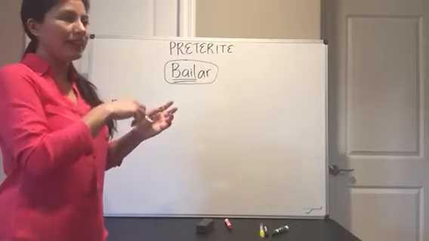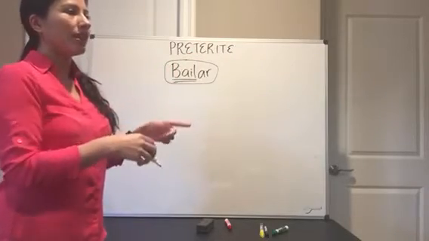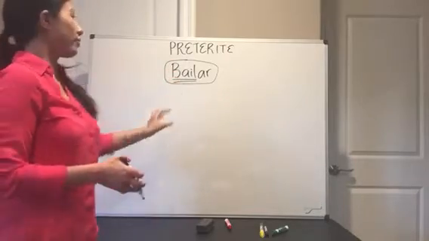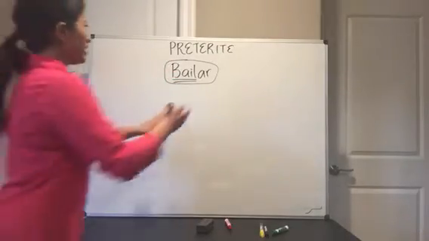It can be yo bailo, I dance. Yo bailaré, I will dance. Tú bailas, you dance. It could be any tense and any person. This is just like a base form of the verb. Bailar, and it's to dance.